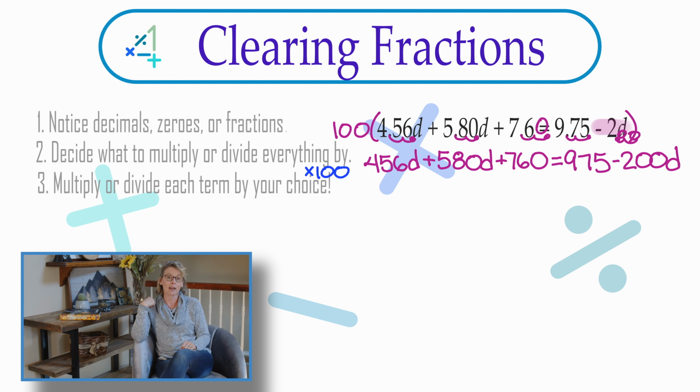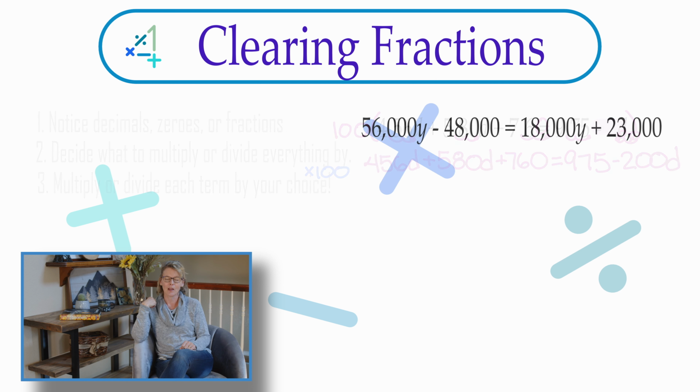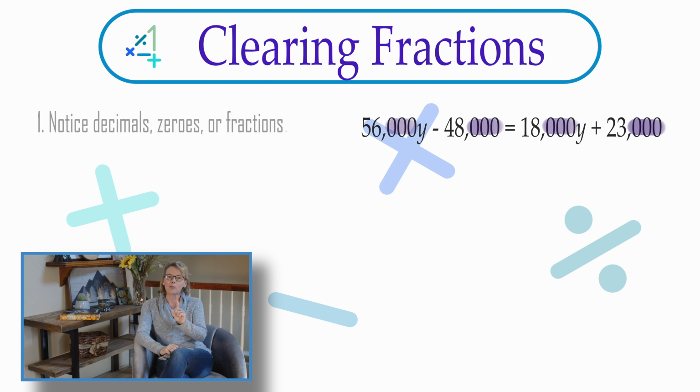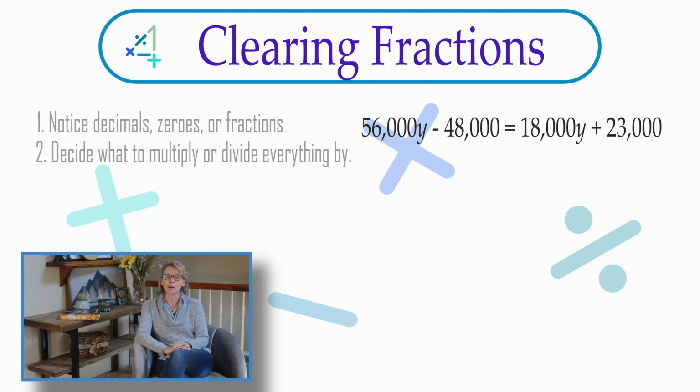Let's do another one with extra zeros this time. We have 56,000y minus 48,000 equals 18,000y plus 23,000. Step 1, I think we can all see that this equation has a whole bunch of extra zeros, specifically 3 zeros on each term. Step 2, to go after these zeros, we're going to do the opposite of what we did to the other one. We will divide everything by 1,000, 3 zeros to get rid of the 3 zeros everywhere.